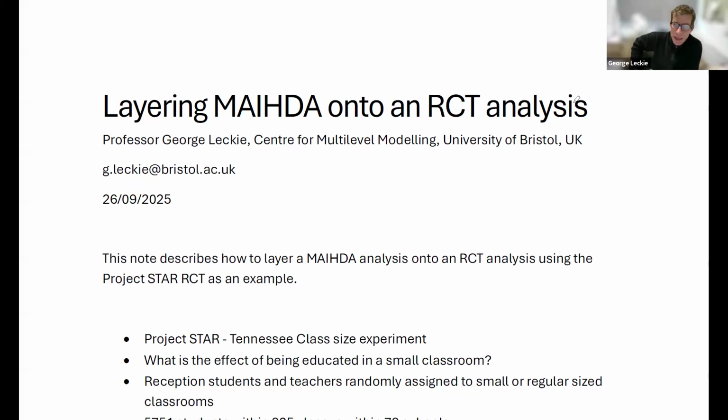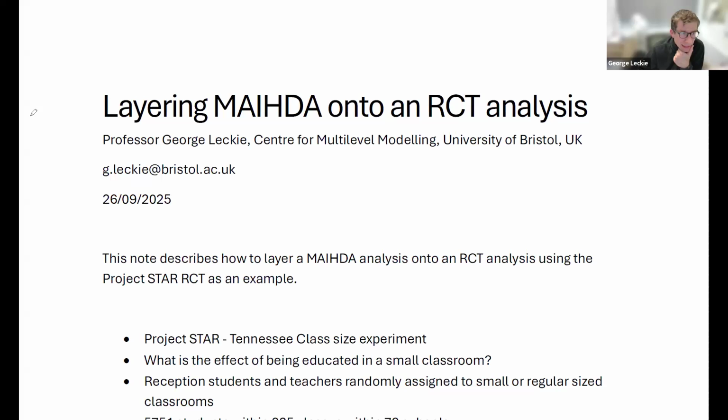Welcome to this video on some work I've been doing recently, trying to look at how to combine a MAIHDA analysis with a regular RCT analysis. So clearly, if it's not clear what MAIHDA is, or what an RCT analysis is, perhaps other videos are for you. But should you know what both these things are and want to facilitate them together, then here are some initial thoughts.